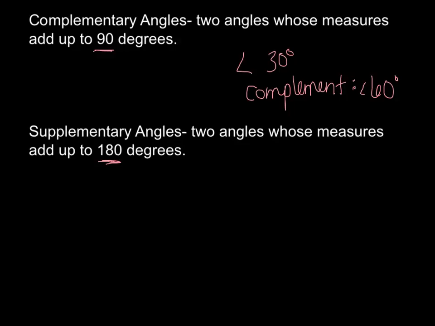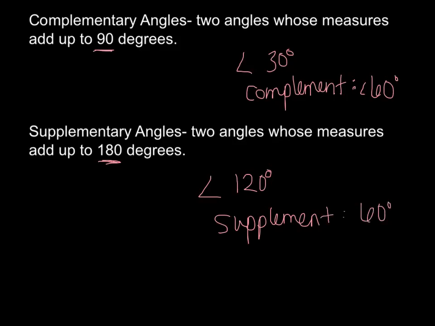Okay, so same with this one. Let's say I had an angle of 120 degrees. The supplement would be 60 degrees, because 120 plus 60 equals 180 degrees. Same with 30 and 60 equals 90 degrees. Okay, so that is what we would do for complement 90, supplement 180.